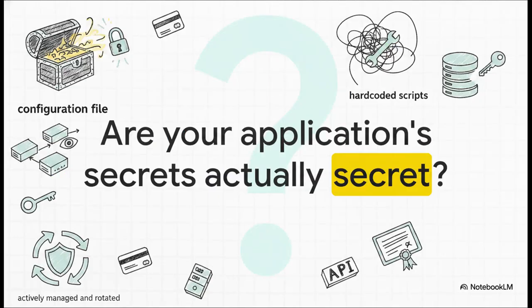To kick things off, we've got to ask ourselves a pretty uncomfortable question. Are your machine credentials actually secret? Think about your database passwords, your API keys, your encryption certificates. Are they locked down in a highly secure vault? Or, let's be real, are they hard-coded into some script from a frantic 2 a.m. debugging session? Don't worry, we aren't going to audit your GitHub commits today. But seriously, we have to know if these credentials are being actively managed and rotated.